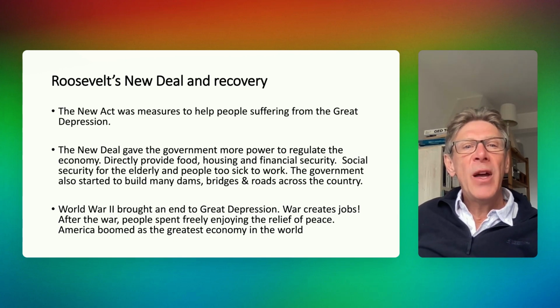And so the New Deal gave the government the power to regulate the economy and to actually spend its own money, directly providing food, housing, financial security, giving social security, giving something for elderly and for people who are too sick to work. The New Deal also employed hundreds of thousands of men and women to start building dams, bridges, roads across the country. And their salaries helped to restart the economy. And their work meant that there were new dams, new bridges, new roads to help make America great again.